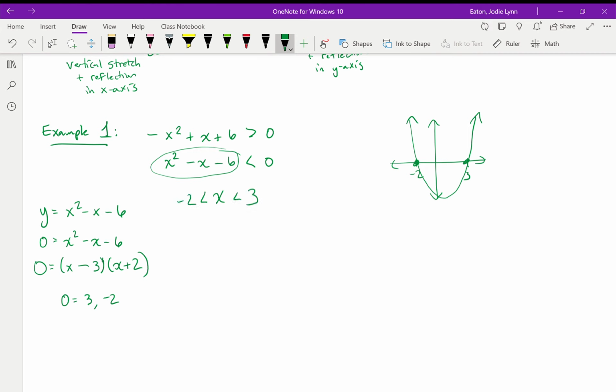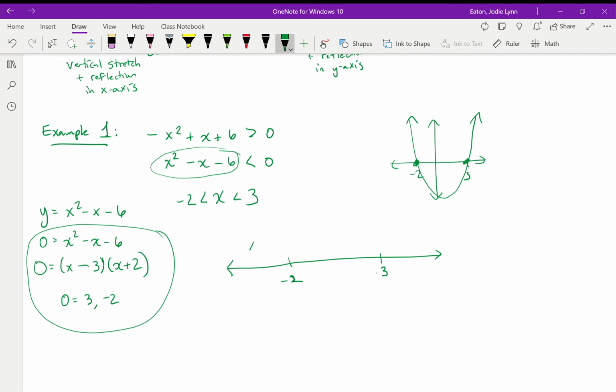But Miss Eaton, I don't like graphs. How do I solve this algebraically? Well, you still have to do this process over here. You have to think about where this is equal to 0, because where it's equal to 0 is where it changes from positive to negative and negative to positive. If you want to think about it on a number line instead of a graph, we have our numbers at -2 and 3.